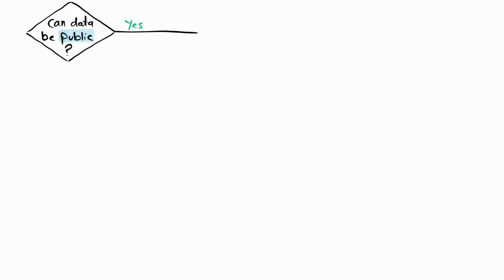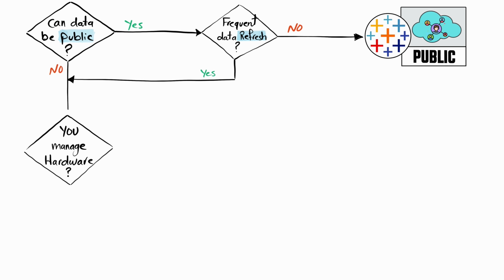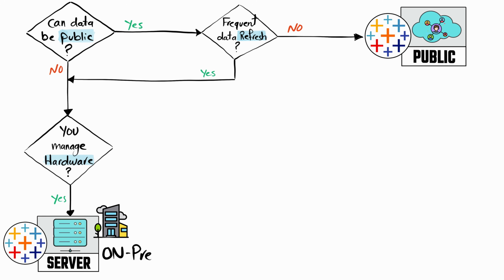If the answer is yes, then we ask the next question, should the data be frequently refreshed in the reports and dashboards? If the answer is no, then you can go and use Tableau Public Cloud. But if the data should not be public and should be refreshed automatically, then we have to think about private hosting. So the question now, do you want to manage the hardware? If yes, then you can use Tableau Server on-premises at your organization.